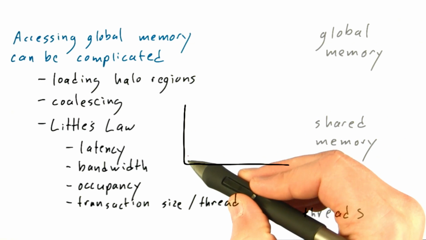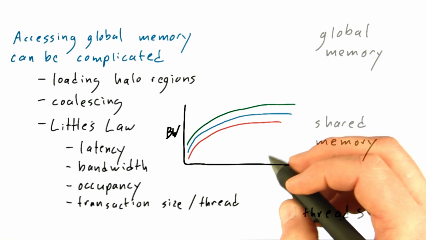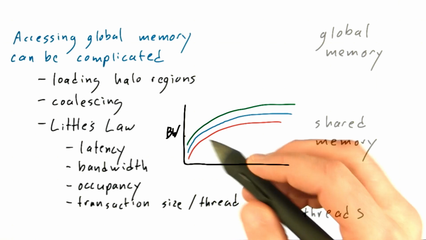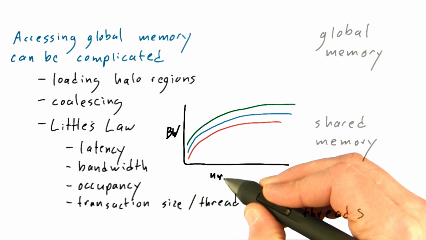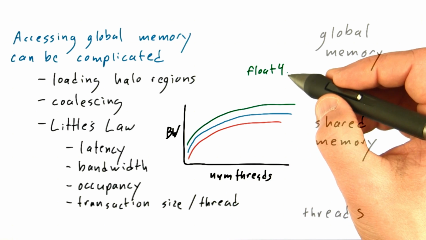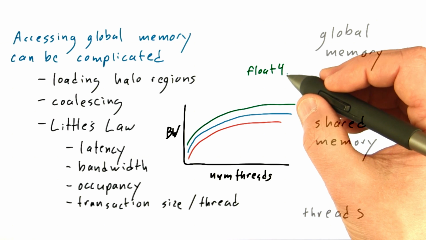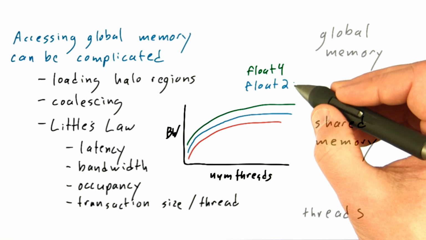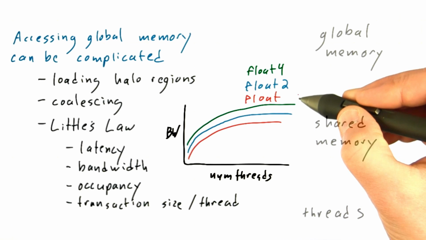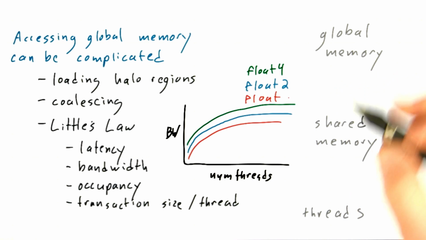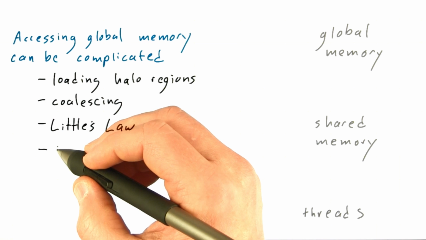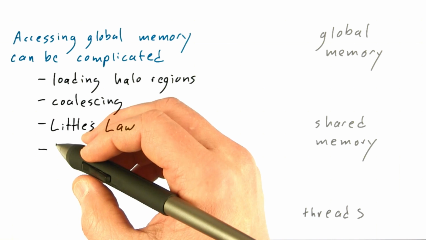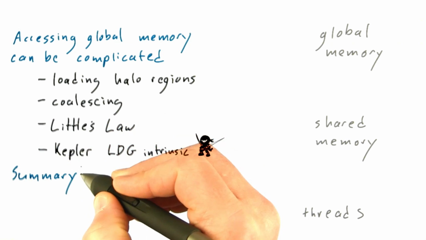Remember that we saw graphs that looked sort of like this, where the bandwidth that we achieved as we increased the number of threads was higher if we were able to access 4 floating point values in a single load versus 2 floating point values in a single load versus a single floating point value in a load. Finally, there are ninja level optimizations we haven't even talked about in this class, like using the Kepler LDG intrinsic.